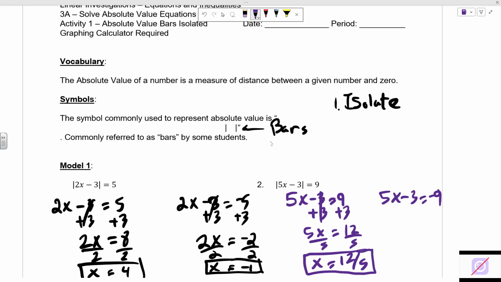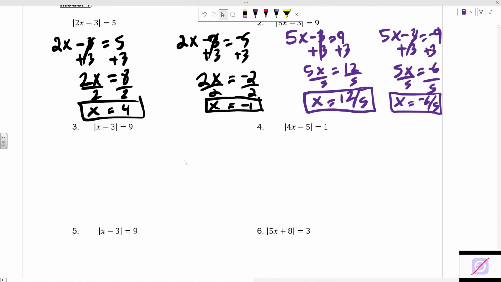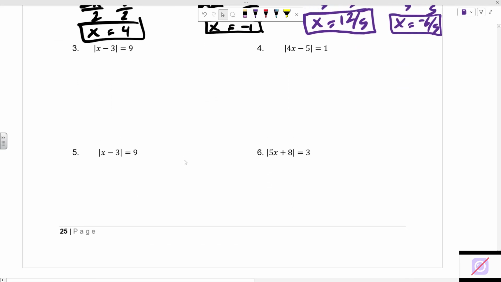All right, second equation, same thing, you get a different answer. 5x equals negative 6, divide by 5, x equals negative 6 over 5, and then this is your second answer. So in this case, the bars are already isolated, so it was a matter of creating two equations and solving both, and then you're done. Problems 3, 4, 5, 6, all of these are exactly the same, so I'm going to skip those problems.